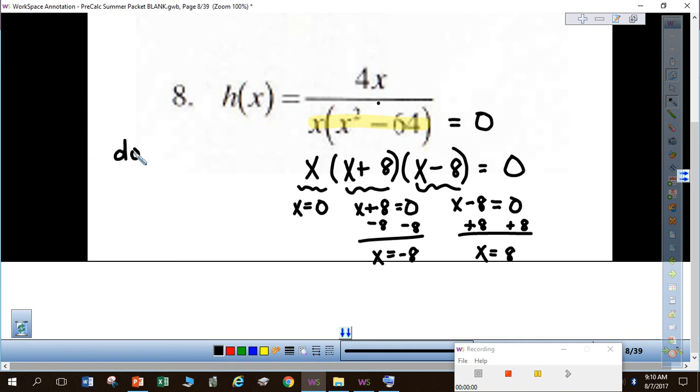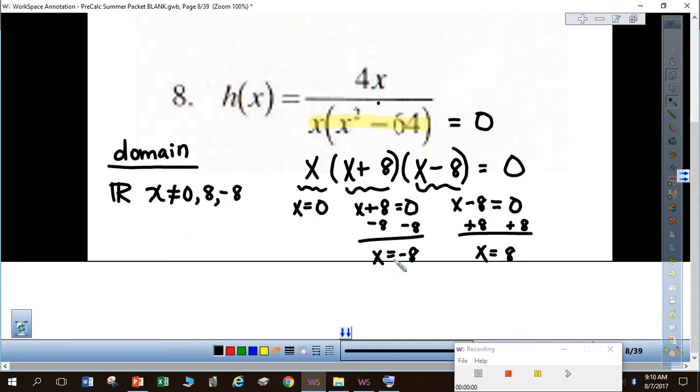So when we're describing the domain, we could say it is all real numbers. This is the real number symbol, except for these values. So we can say x cannot be 0, x cannot be 8, x cannot be negative 8.